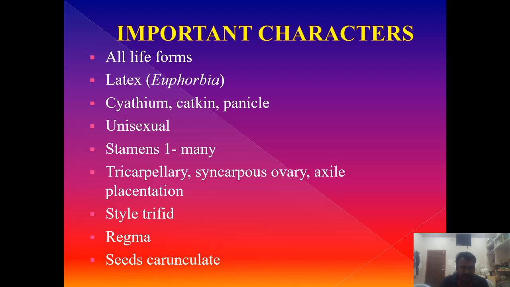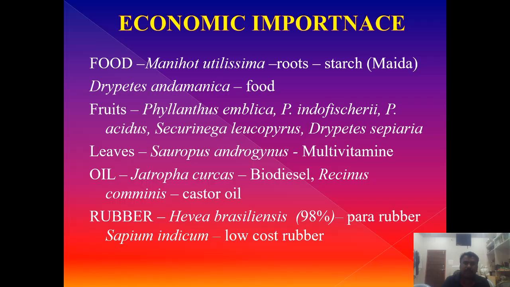Important characters: in some species, they have latex. Another important character of the family is the cyathium inflorescence, catkin inflorescence or panicle. The most important character is unisexual flowers, and then a tricarpellary syncarpous ovary with axile placentation. The style is generally trifid, the stigma lobed, and the seeds carunculate.